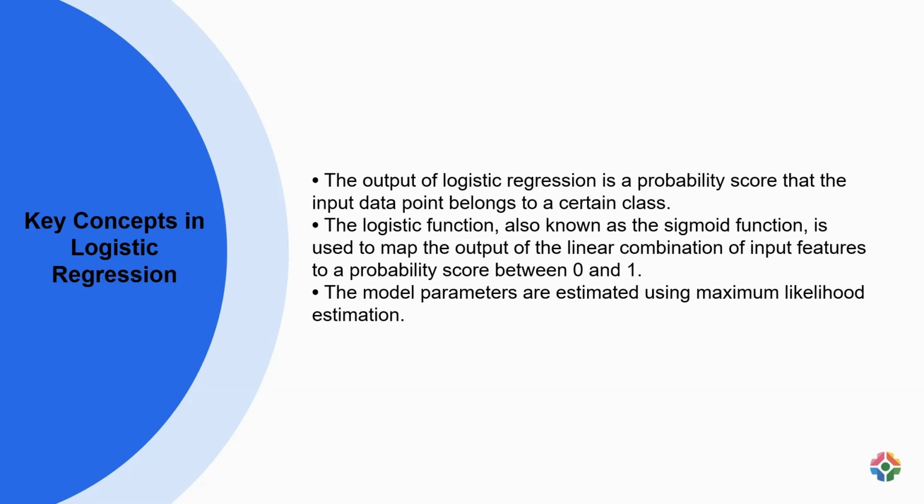The process of estimating the model parameters in logistic regression is carried out through maximum likelihood estimation, helping to determine the optimal fit for predicting class probabilities based on the input data. For instance, in a binary classification scenario like predicting whether an email is spam or not, logistic regression can output a probability score indicating the likelihood of an email being spam based on its features.